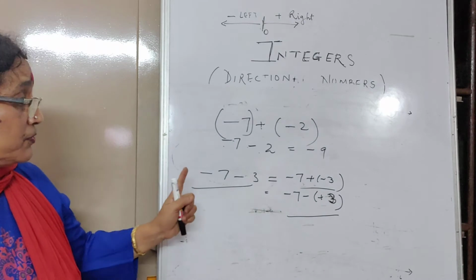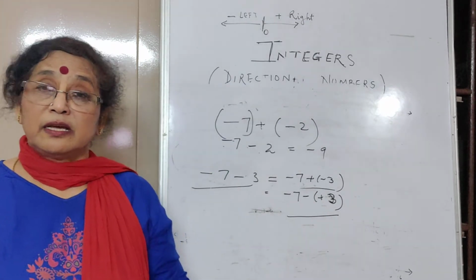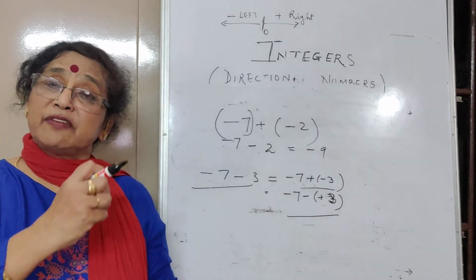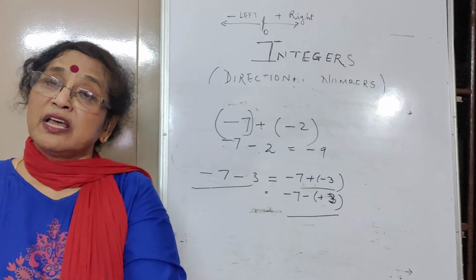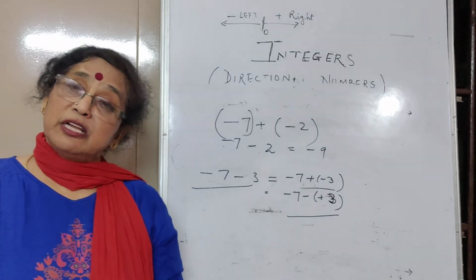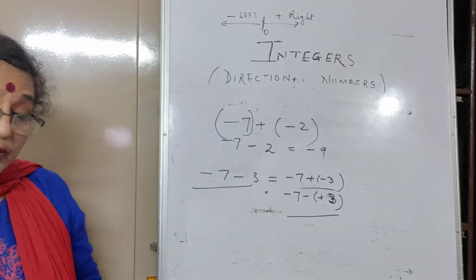The confusion comes for the child that why teacher is not saying here minus is plus. This is not multiplication, you are adding. Remember, minus 7 means you are going 7 units left. Then from that point you are going 3 units left. So ultimately you are going 10 units left. So there is no confusion there. Okay.